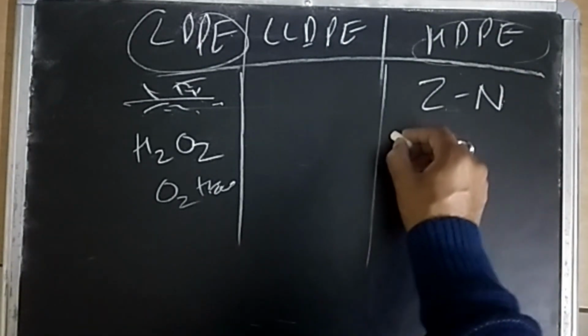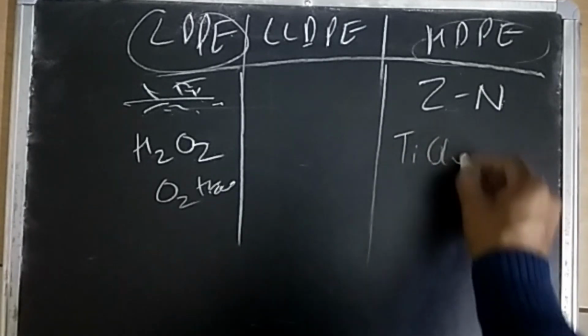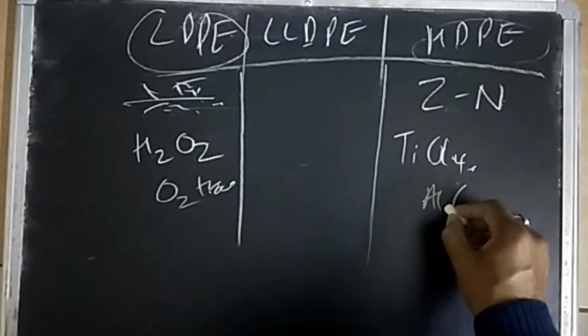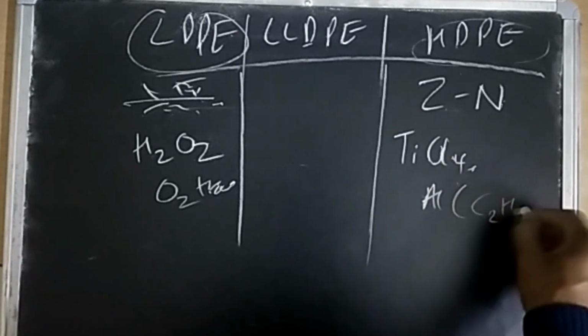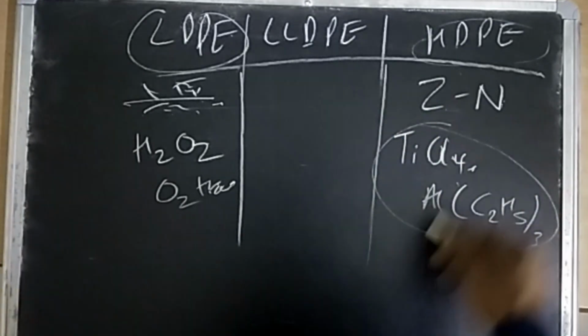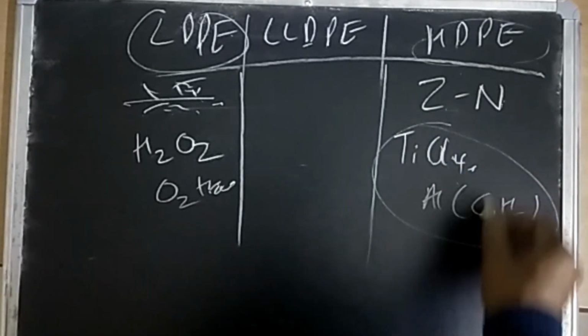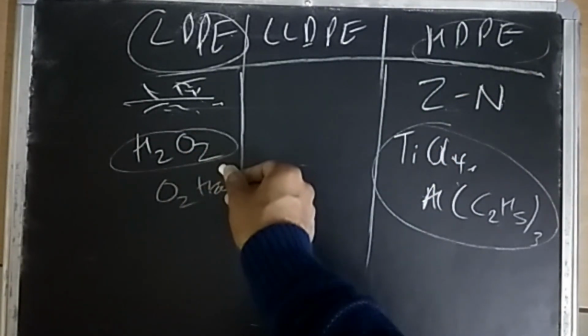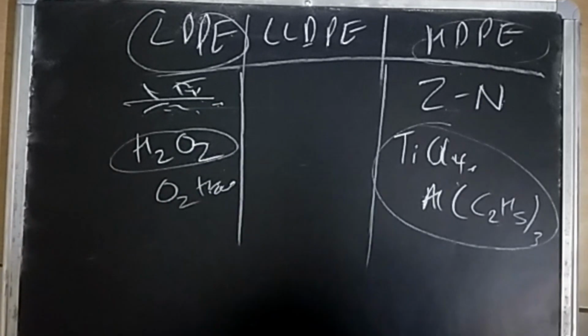So in Ziegler-Natta it is TiCl4, obviously you can see how much branching is there, dot Al, aluminium, and aluminium we have (C2H5)3. Okay, this is a very complex catalyst or initiator, but this is highly branched, so this is less branched. This H2O2 is very less branched, but LDPE is highly branched. One way to remember this.